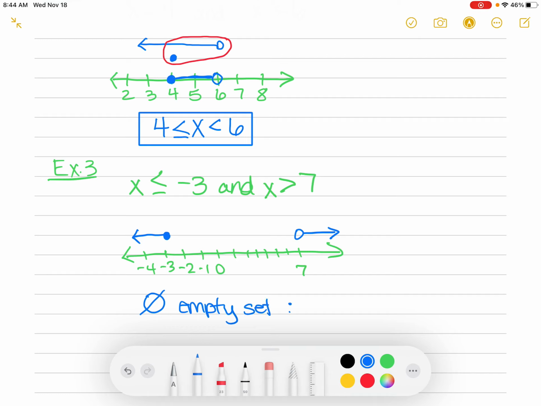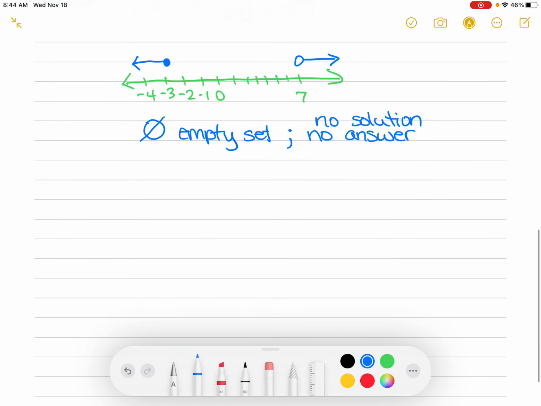You can also write something like no answer, or no solution might be a better answer. And that's your answer. There is no answer because they do not intersect anywhere. I think there's only two more examples. Example 4.